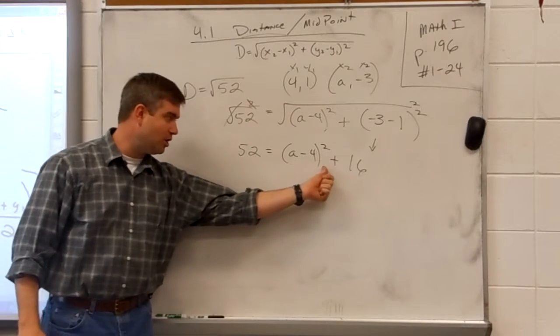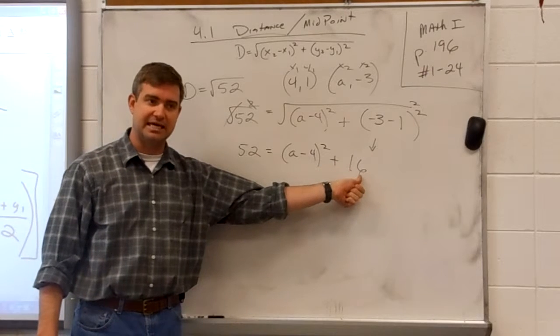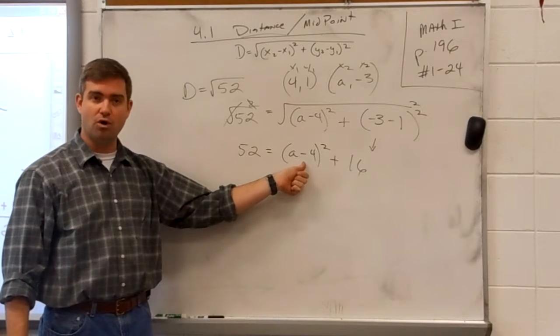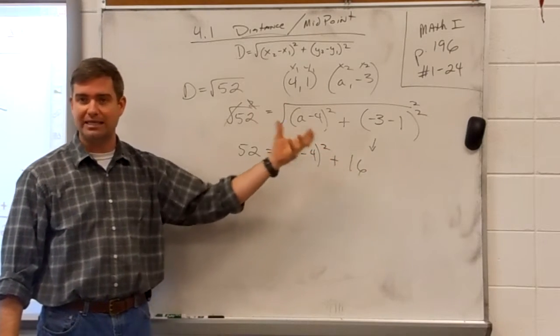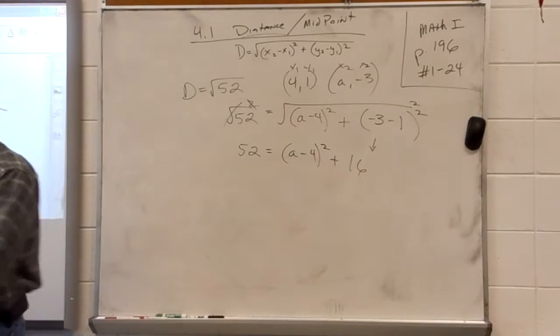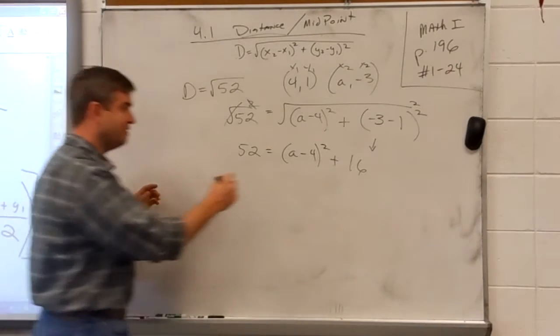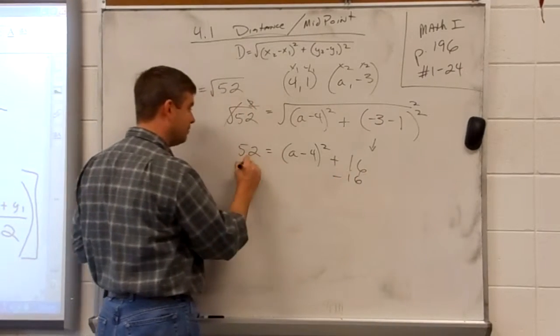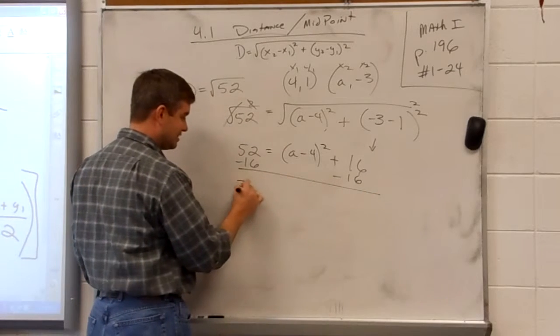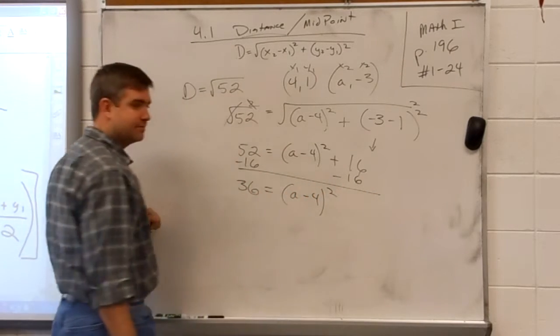Now, remember my goal. I'm trying to get A by itself. What do I need to do? Do I need to get rid of the 16? Do I need to get rid of the 4? Do I need to get rid of the square? I've got 3 things I've got to get rid of. Get rid of the 16 first. The 16 moves over, and I get rid of it first. I subtract 16 from both sides, right? I get 36 equals A minus 4 squared.